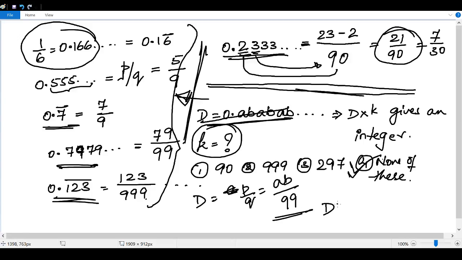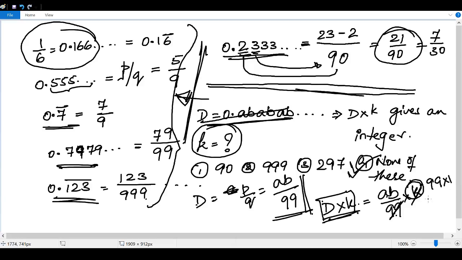And now you say that d into k has to be an integer. So it means that ab divided by 99 should be multiplied with k such that this 99 cancels with this k. I repeat, if d is p by q, which is ab by 99, and d into k is an integer, then ab by 99 into k should become an integer, which means that this 99 should cancel with k. Now 99 can cancel with k, not necessarily only when k is 99.